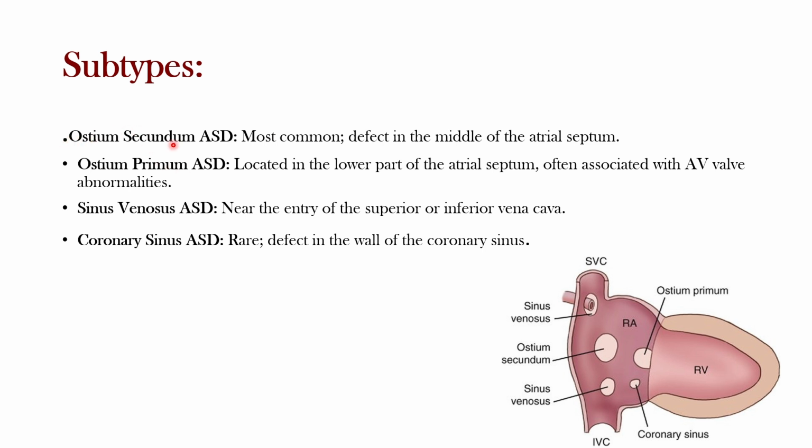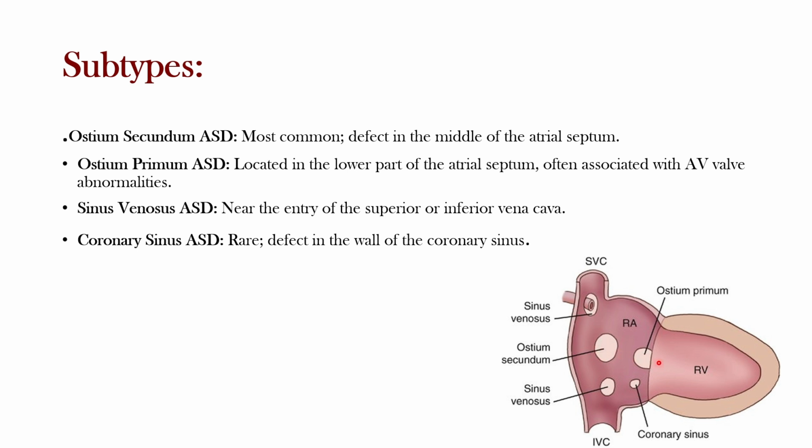First one is ostium secundum, the most common type. It is a defect in the middle of the atrial septum, as we can see. Then we have ostium primum. It's located in the lower part of the atrial septum, as we can see. Where is it? This one. This is the lower part of the septum.